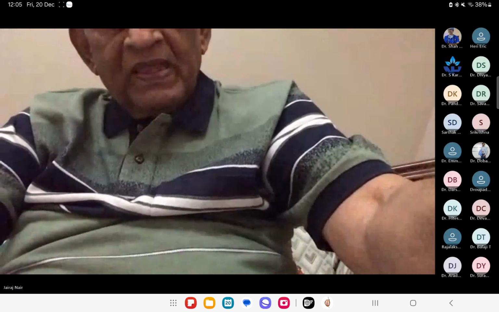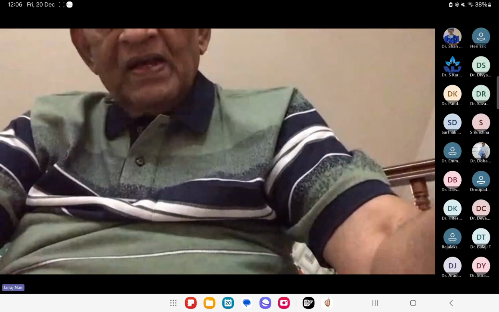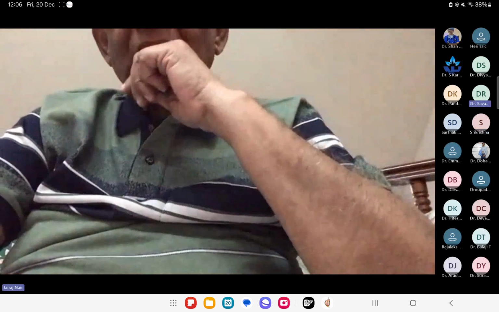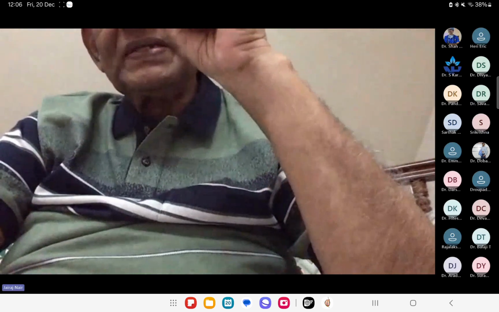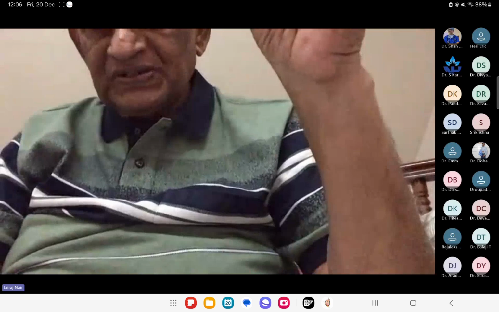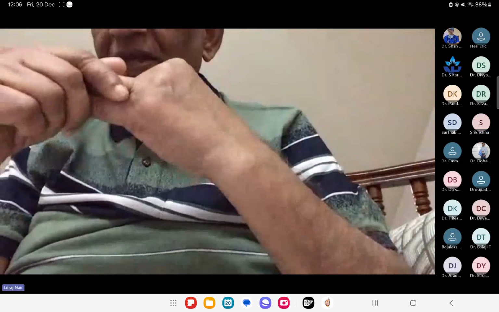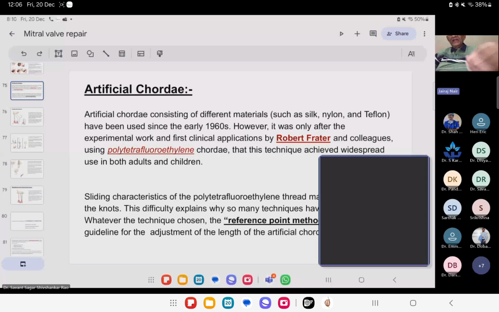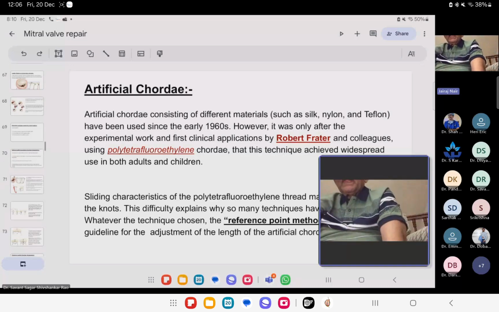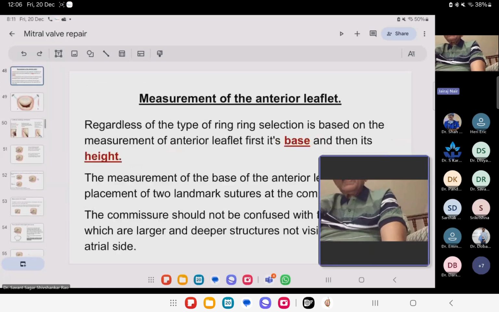So you say how to choose a ring. There are many methods to choose a ring. The basic one, from trigon to trigon. There are three methods. One, you take straight sutures to the commission, trigon to trigon, two sutures there. And then the other method is to measure the length of the anterior leaflet. You pull the anterior leaflet towards the posterior leaflet and get the exact length of the anterior leaflet. And the third method is taking the full surface area of the anterior mitral leaflet.